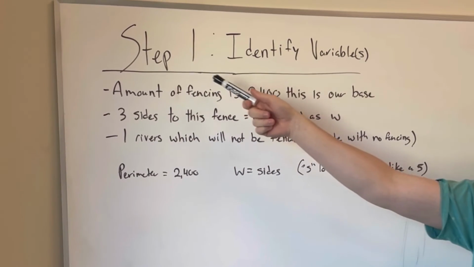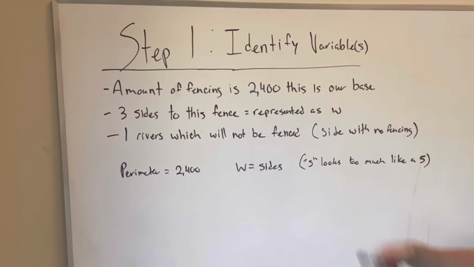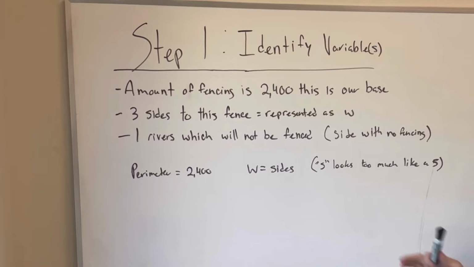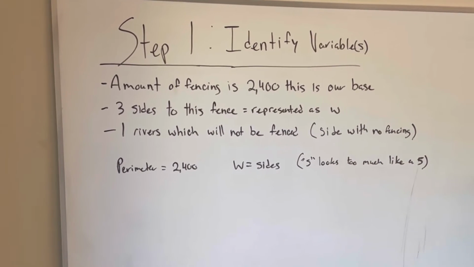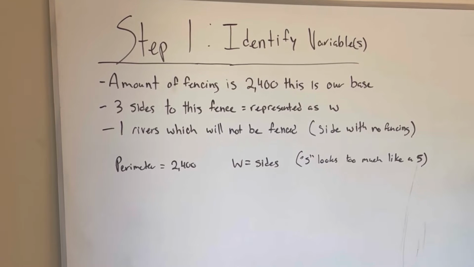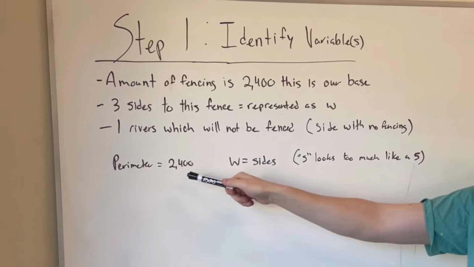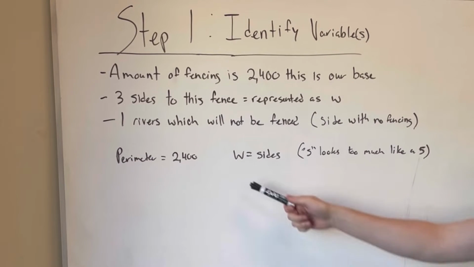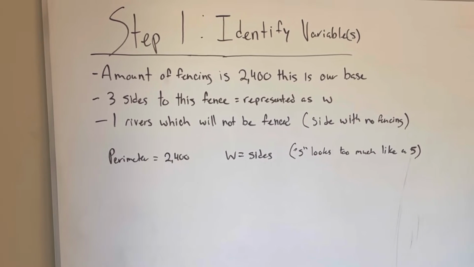So step one is identifying the variables. The amount of fencing is 2,400. This is going to be our base. The three sides of the fence will be represented as W. The river will be the one part of the fence that is not actually fenced. So for our perimeter, our amount is going to total 2,400, and W is going to be our sides. We're using W because S looks too much like a 5 and I didn't want the confusion.